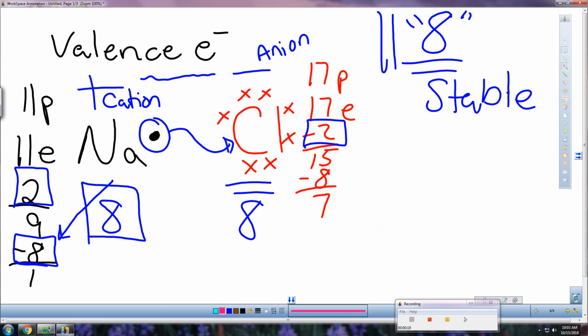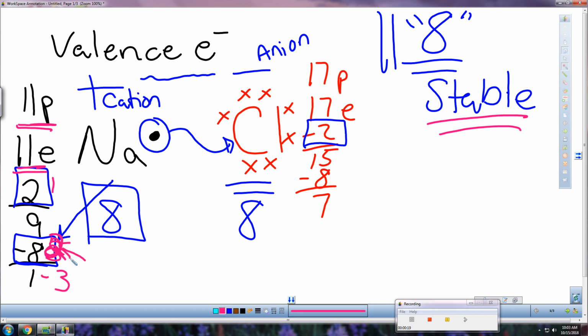And again, if we take a look over here, we started with 11 protons and 11 electrons. First level, we can have 2. Second level, we can have 8. And this left us to our third level. We had one extra one in the third level that is not stable, where the magic number is 8 to be stable. So sodium is looking to get rid of its 1 to get back here to that second level of 8.